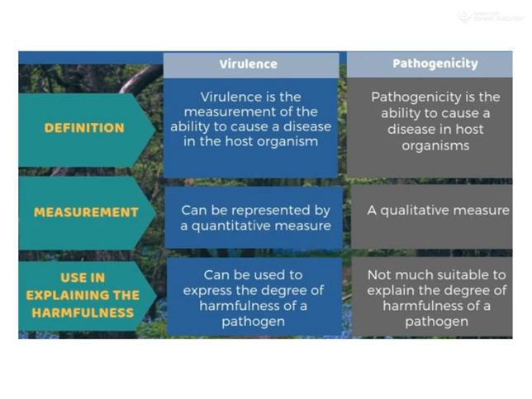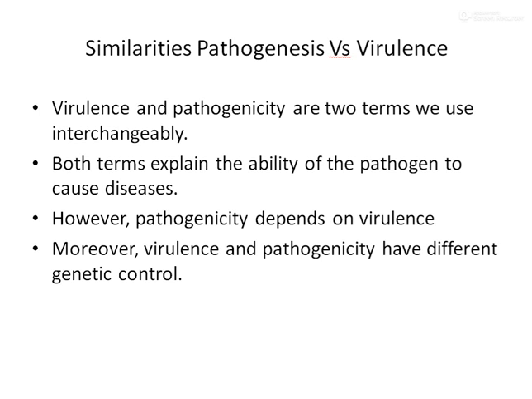In spite of all these differences, we also note that there exist some similarities between pathogenicity and virulence. They are sometimes considered interchangeable terms to some extent, and both of them refer to the ability of the pathogen to cause a particular disease. But we can see that pathogenicity depends upon virulence, and virulence and pathogenicity have a different genetic control when we go into the depth of it.